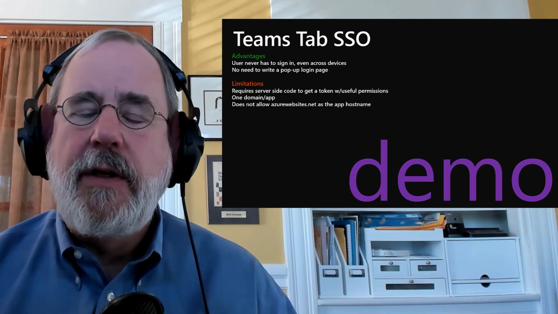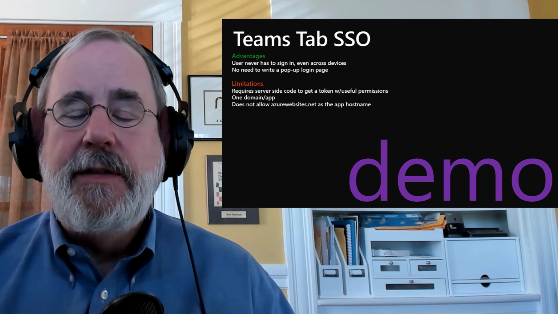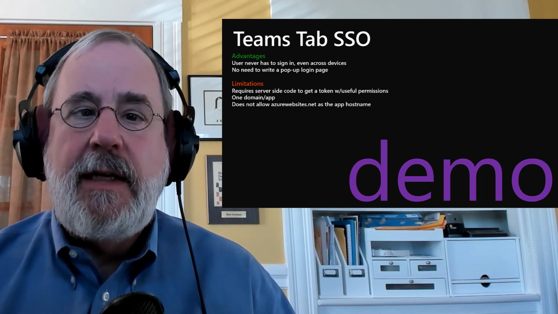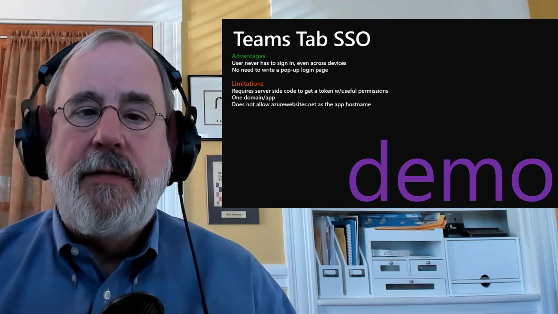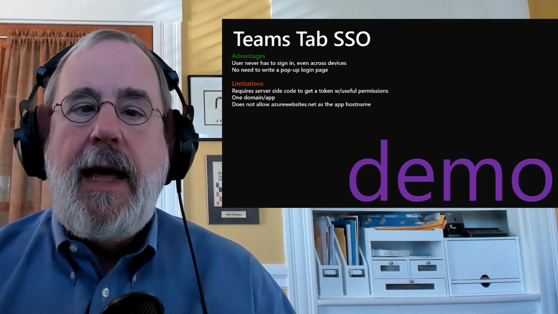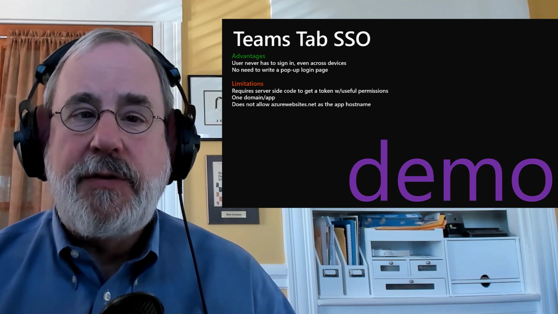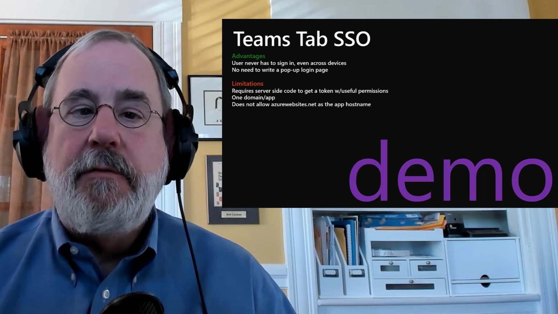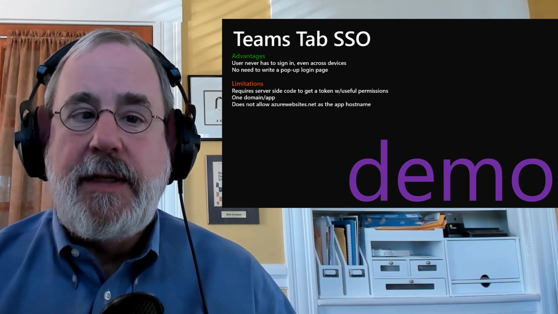Okay, so now let's look at what Teams engineering calls SSO. This is Teams tab SSO. The user never has to sign in. They don't see a pop-up, nothing. The user identities, of course, are the same as they would be in Teams itself, so there's no coordination that the administrator needs to do between the two. And you don't need to write a login pop-up page at all, and the user's never going to see one.